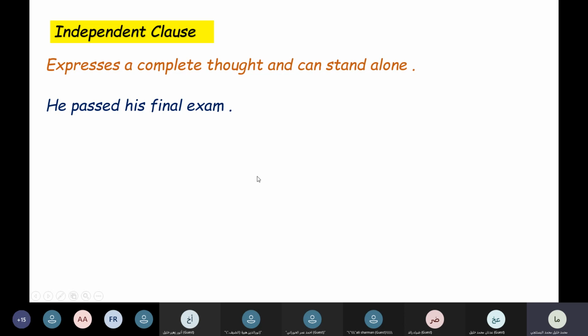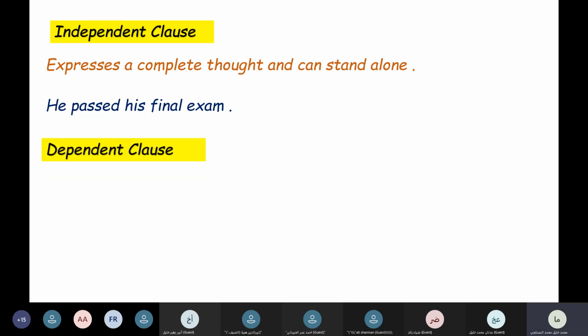When we say, for example, he passed his final exam, I think the meaning is clear to us. He passed his final exam. That's it. We understood everything. We understood that he passed his final exam. No need to explain more. This is what an independent clause is. So independent clause expresses what? A full meaning, a complete meaning, a complete thought, and it can stand by itself.